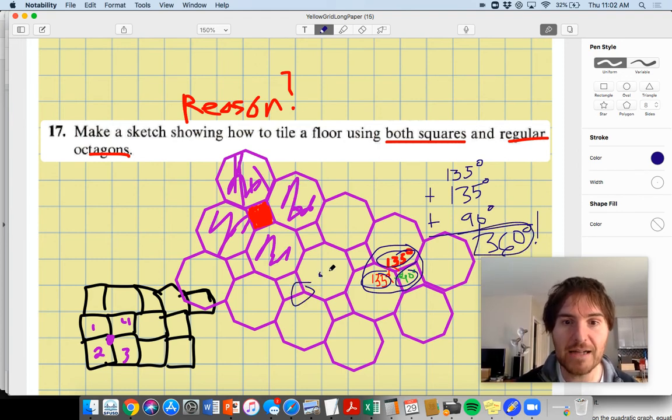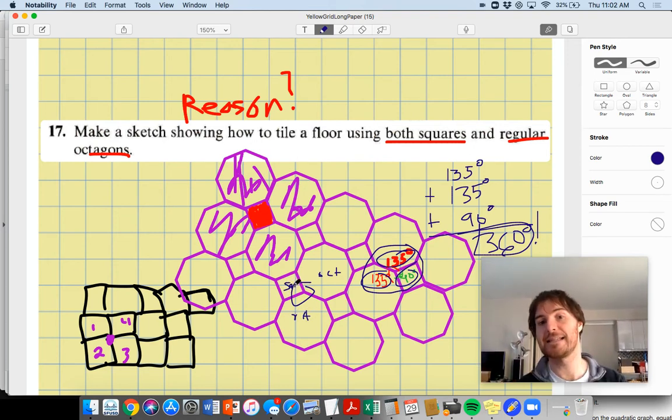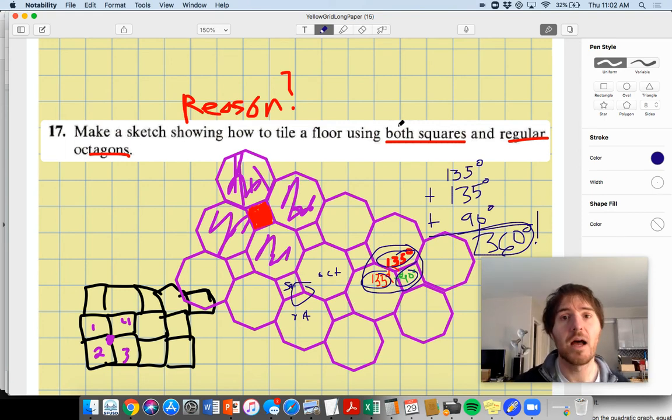Look, we have an octagon, and we have a square, right? And we have a square tessellated. We're good to go at each vertex. So neat little design here. Octagons and squares tessellated with one another. They tile. It's pretty cool.